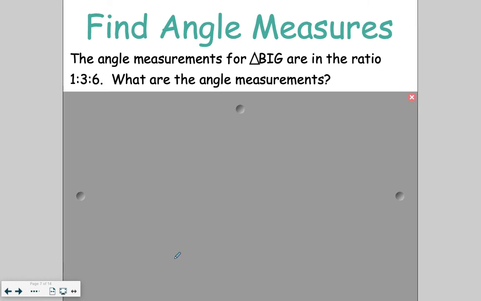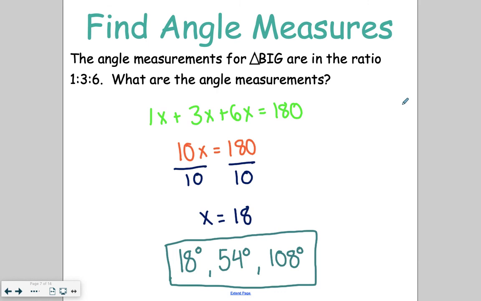Go ahead and try this one on your own. So 1x plus 3x plus 6x gives you 10x. Dividing by 10 gives you measurements of 18 degrees, 54 degrees, and 108 degrees.